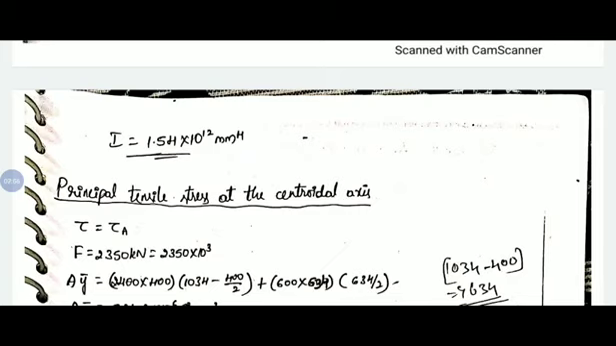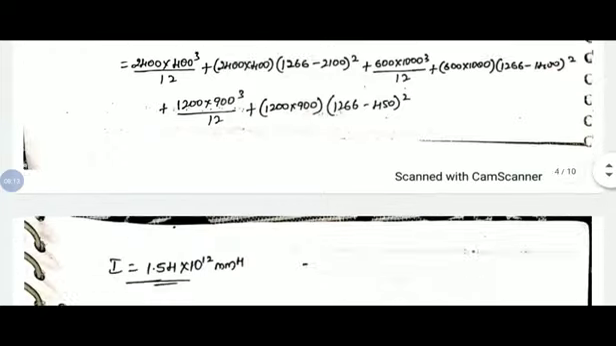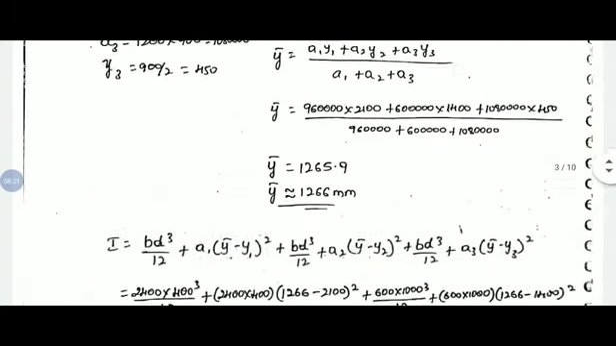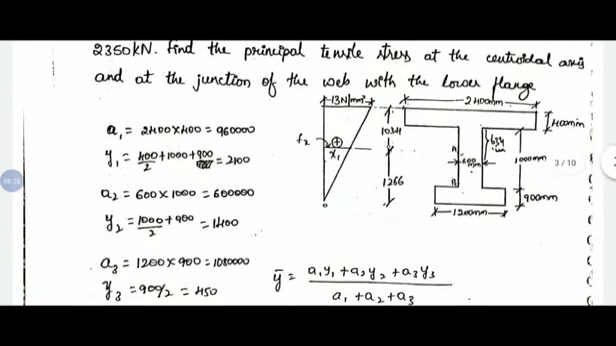So we have two questions here. First we need to find out the stress at the centroidal axis, and then at the junction of the bottom flange and web. If we take the centroidal axis, we know it is located at 1266 mm from the bottom. So tau we need to find out. F is given as 2350 kilonewton. A y bar: remember, here we are considering with respect to the centroid. If you observe in this figure, the centroidal axis is at 1266 mm from the bottom.